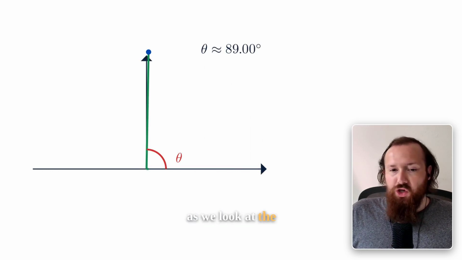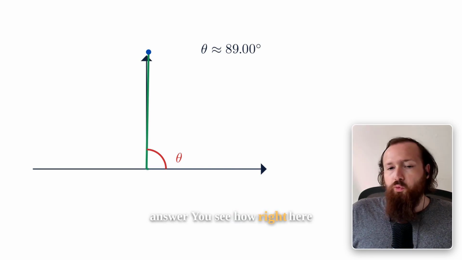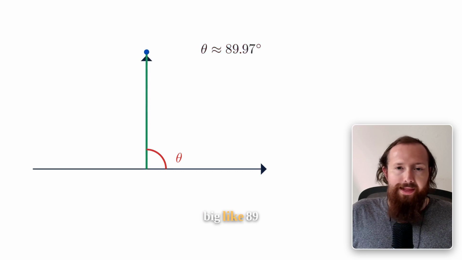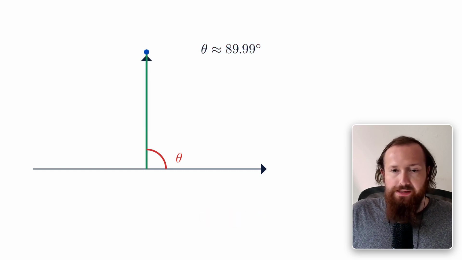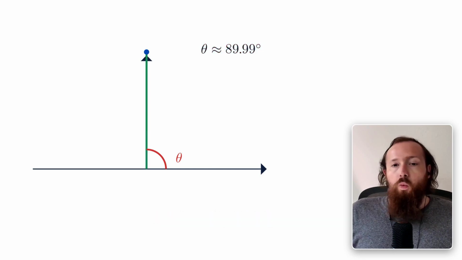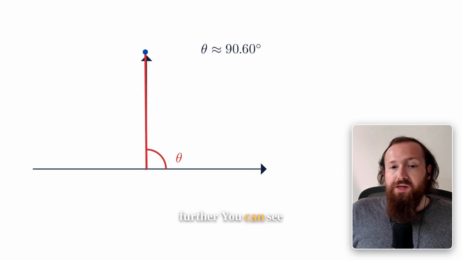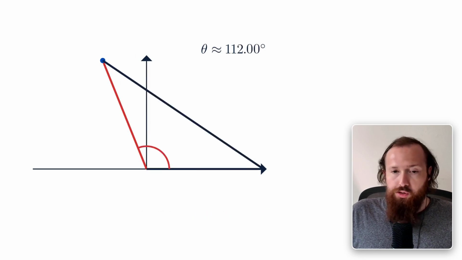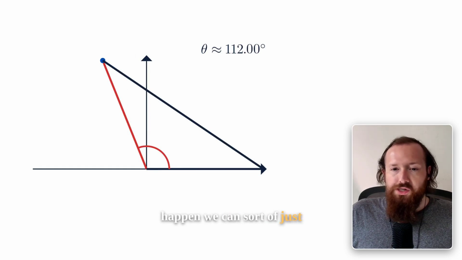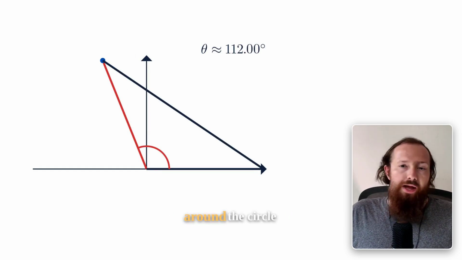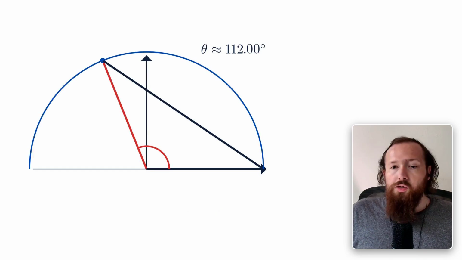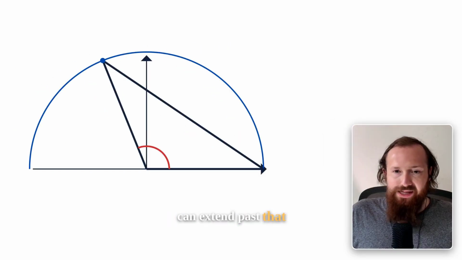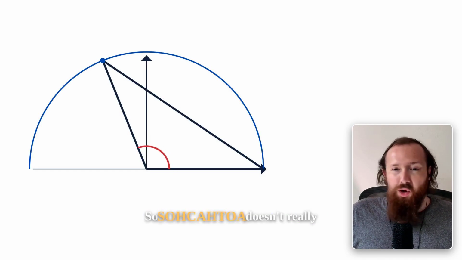And as we look at the triangle, you can kind of see the answer. You see how right here, when theta is really big, like 89.99 degrees, basically the biggest that it can be in order to still count as a right triangle? Well, what if we just went a little bit further? You can see that we break the normal right triangle and it would actually now be obtuse. But if we allow that to happen, we can sort of just keep going counterclockwise around the circle, the unit circle. So there's a logical way that we can extend past that 90 degrees, but the problem is that we don't really have a right triangle anymore. So SOHCAHTOA doesn't really work.